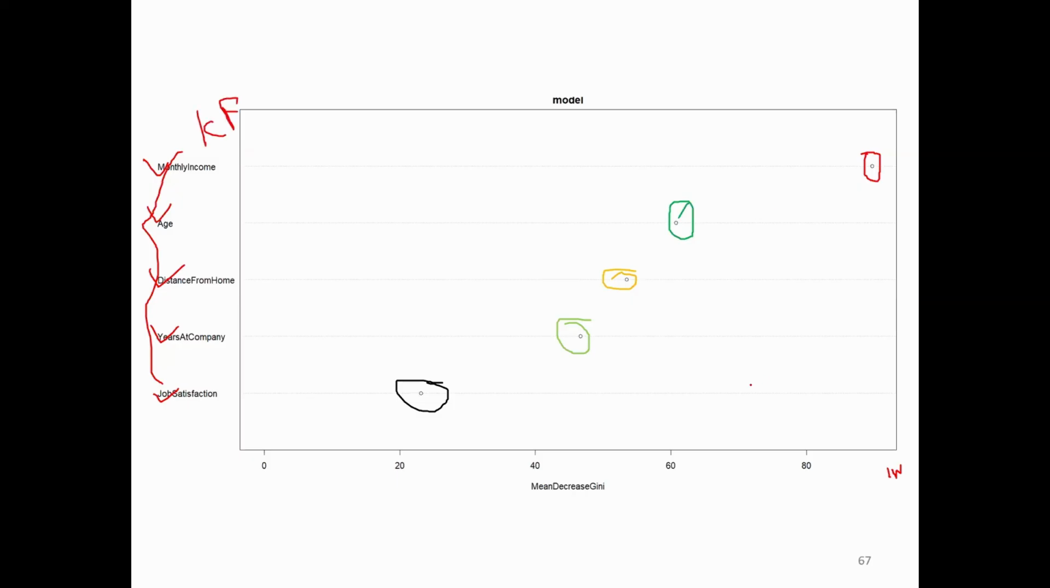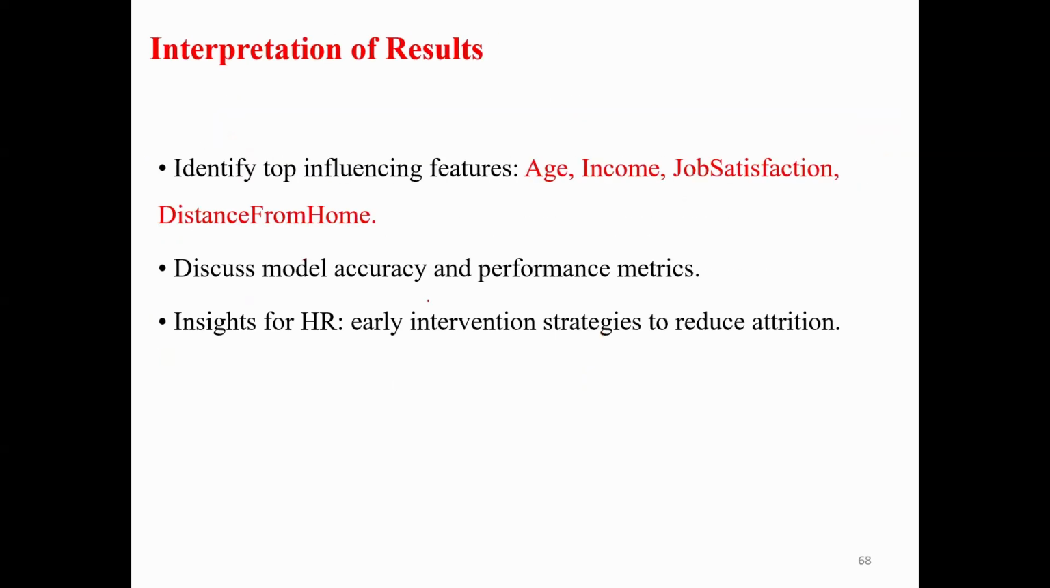And for the influence of key factors, now monthly income, suppose this is 80, this is 90. Now 90% influence for monthly income, age is 65%. Here distance from home 40 to 48. Here years at company maybe 43. Job satisfaction maybe 20 to 30. So these are the influences, right? Now after that what happened? You can find these are the top influence features: age, income, job satisfaction, and distance from home. Discuss the model accuracy and performance metrics.